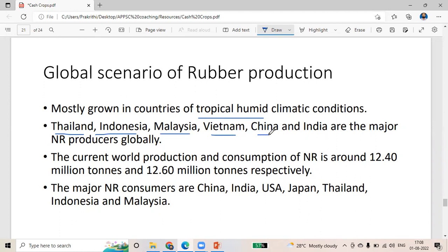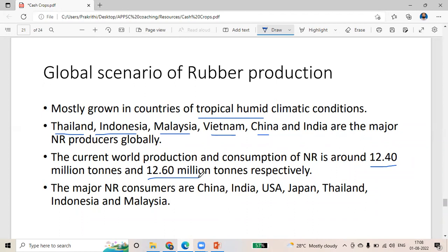Other than India, इतना सा state में rubber production बहुत ज़्यादा है. They are producing both natural and synthetic rubber. The current world production is 12.40 million tons, and consumption is more than that, that is 12.60 million tons.